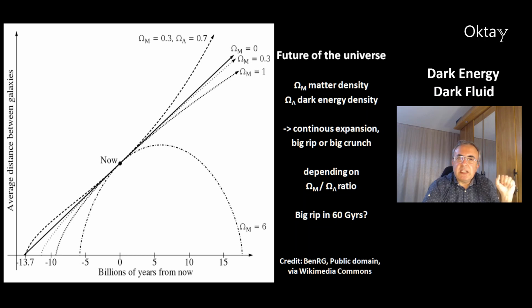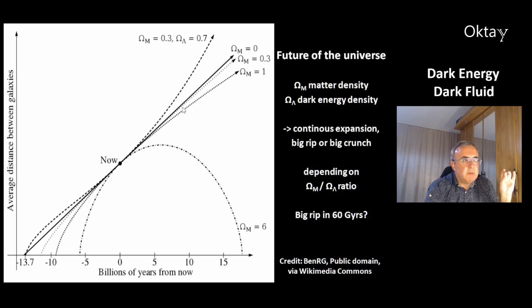This diagram describes the future of the universe. The y-axis is the average distance between the galaxies. The x-axis is billions of years from now. We are now here. 13.8 billion years, that was when the Big Bang happened. And there are different scenarios.